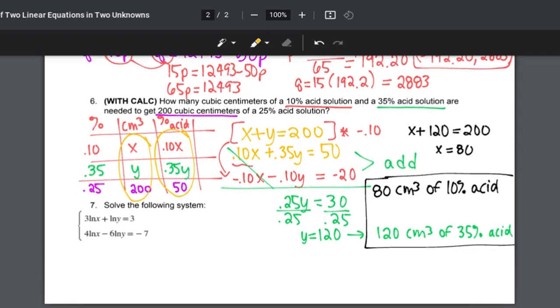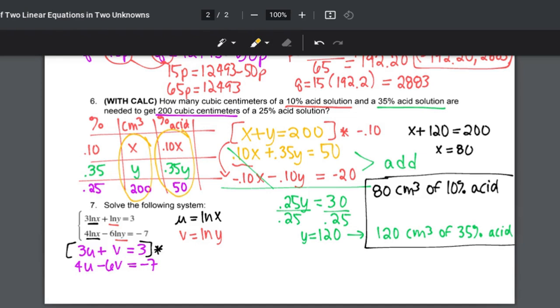The final question, it says solve the following system. So we have a system of equations that has two unknowns, x's and y's, but it's weird because it says natural log. So I think using a u substitution might make the most sense for this. So we see that this is natural log of x, natural log of x. Let's just let u equal natural log of x. And then similarly, we've got a natural log y and natural log y. So we've got v equals natural log y. So now we're going to solve our system by substituting. So we get 3u plus v equals 3, and 4u minus 6v equals negative 7.